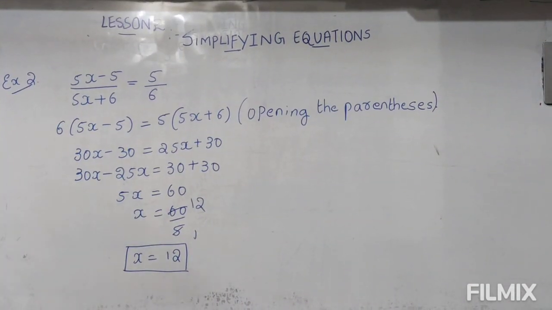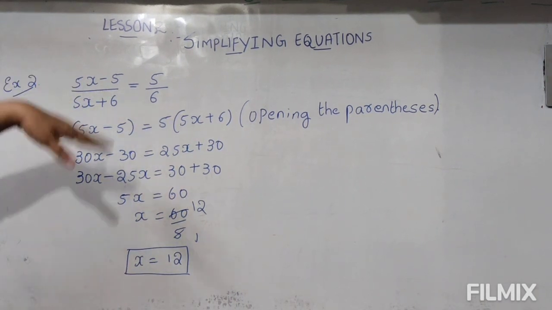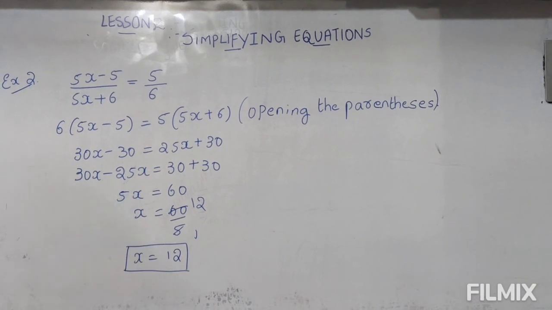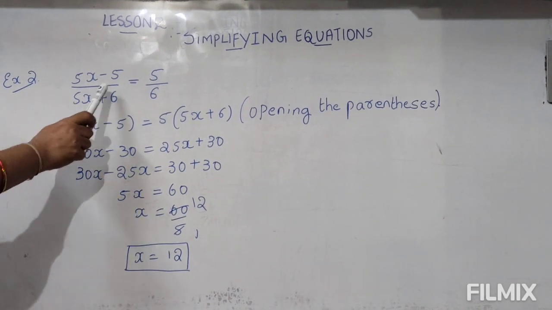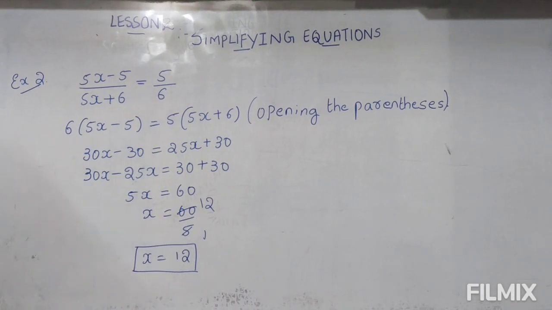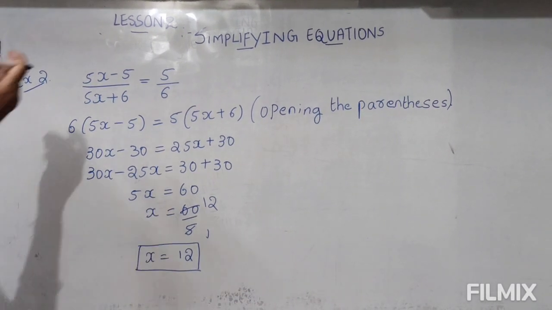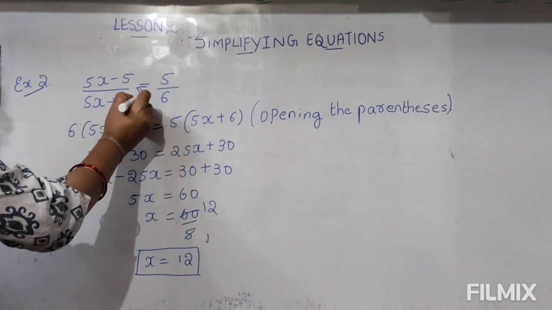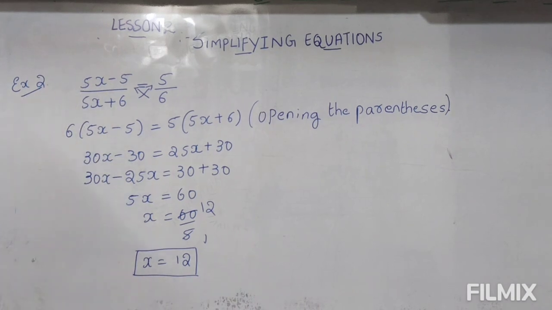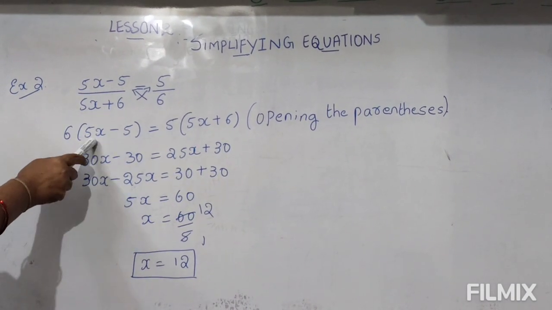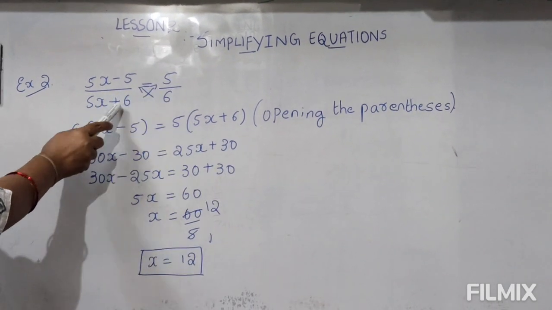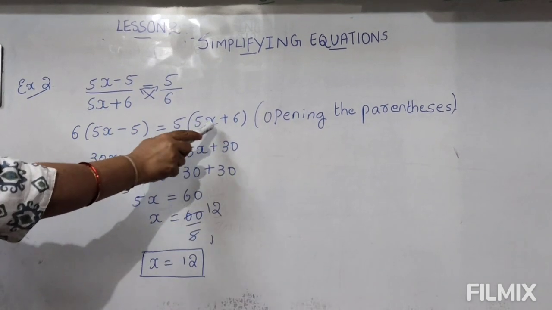Let us take one more example sum based on simplifying equations. So the sum is like this. (5x - 5)/(5x + 6) = 5/6. What you have to do here is, once again, cross multiplication. So how? 6 into (5x - 5) is equal to 5 into, open the brackets, (5x + 6).